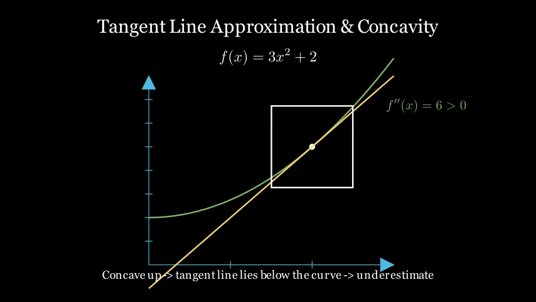When we use the tangent to estimate a nearby value, like at 1.1, the tangent line sits below the actual curve. This means our approximation is always an underestimate whenever the graph is concave up.